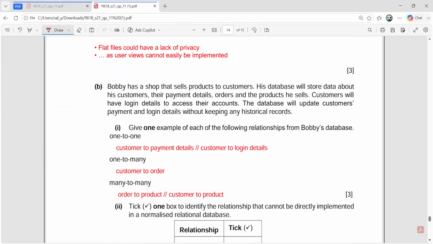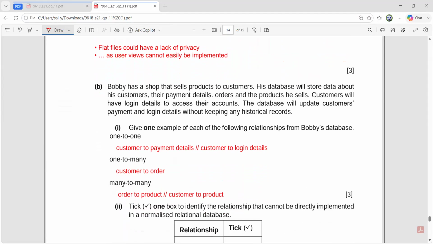Part B. Bobby has a shop that sells products to customers. His database will store data about his customers, their payment details, orders, and the products he sells. Customers will have login details to access their accounts. The database will update customers' payments and login details without keeping any historical records. Give one example of each of the following relationships from Bobby's database.